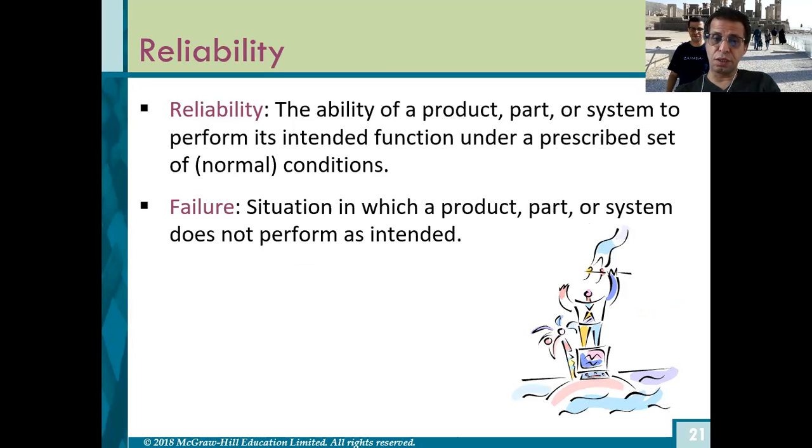Reliability. Reliability means the ability of a product, part, or system to perform its intended function under a prescribed set of conditions. So you set up the conditions and you see that it should be operating that way. A person bought a speeding car, took it back and said, after 300 kilometers, there is a little bit of shaking in the car. I told him, why are you driving 300 kilometers an hour?